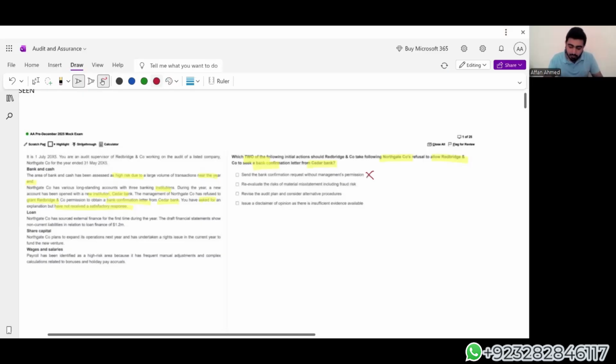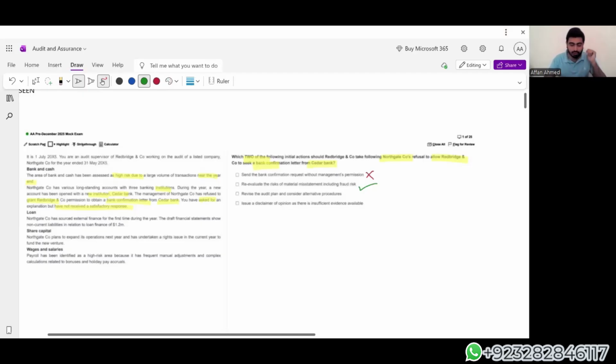Next, re-evaluate the risk of material misstatement, including risk of fraud. This can be a possible answer. Why? Because we are having some transactions at the end, the risk of this area is high, and we are denied permission to conduct a confirmation as well. So this can be a risk of fraud, and the risk of material misstatement can be assessed here. Next, revise the audit plan and consider alternative procedures. Alternative procedures should be performed so that we can obtain audit evidence.